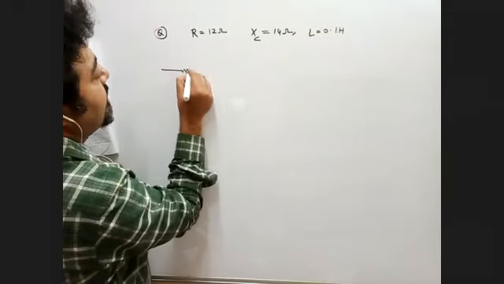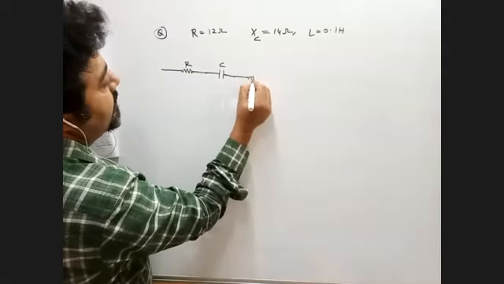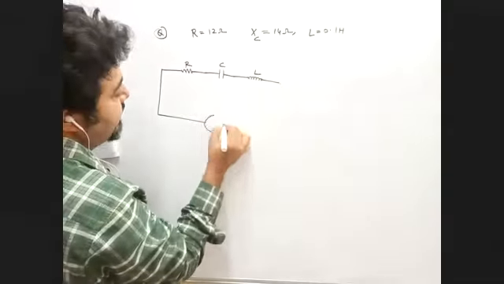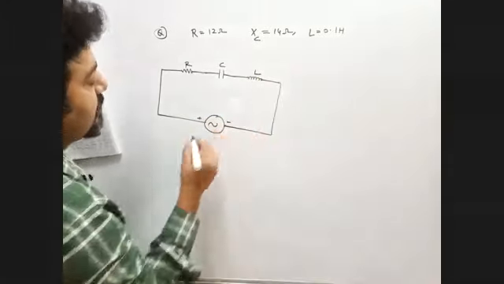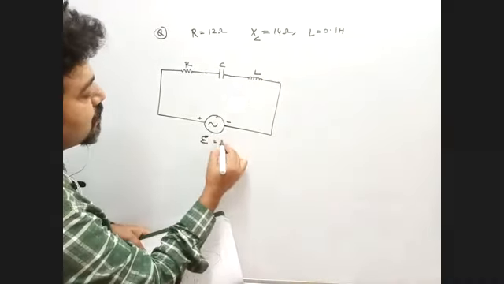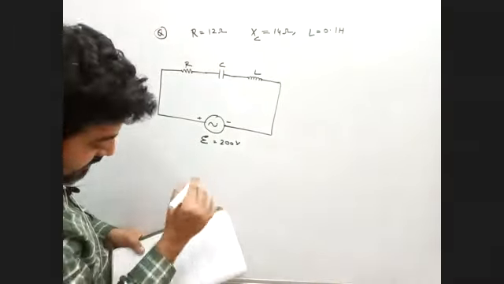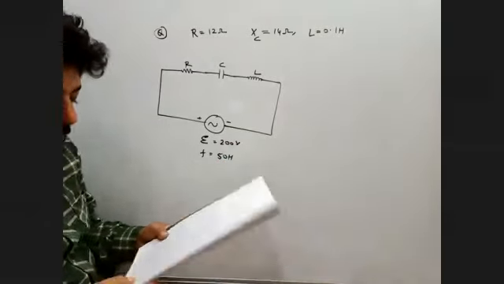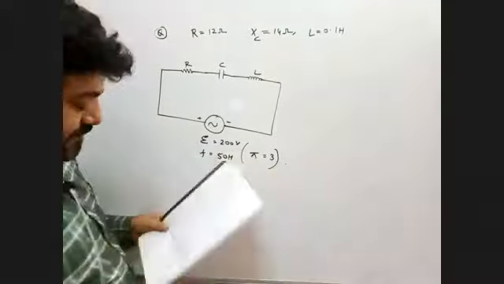It means you have a resistance, a capacitance, and an inductance connected in series with an AC source whose input voltage is 200 volt. Only the voltage is given and the frequency is 50 hertz. You can use the value of pi as 3, it is given.